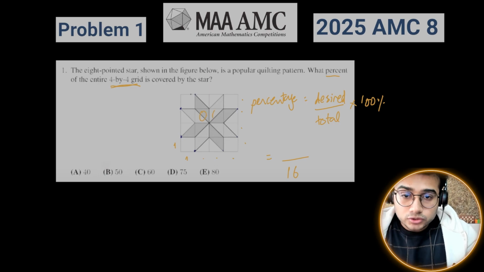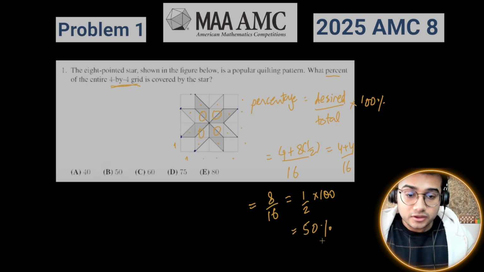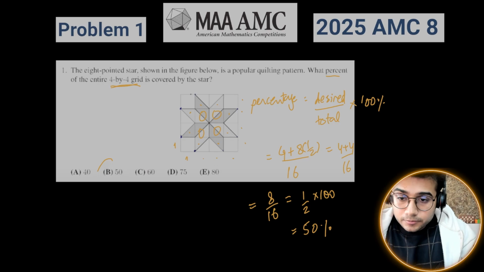So we'll have 1, 2, 3, 4 full boxes plus 1, 2, 3, 4, 5, 6, 7, 8 half boxes. So 8 times a half gives us a total of 4 plus 4 over 16, which is 8 over 16. That's 1/2. So 1/2 times 100 will give us 50%. So the answer is B.